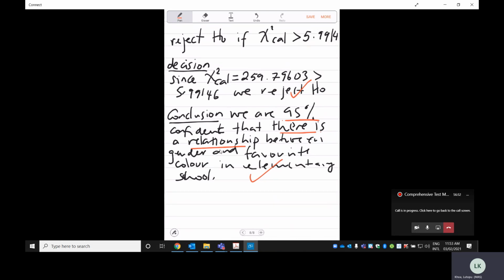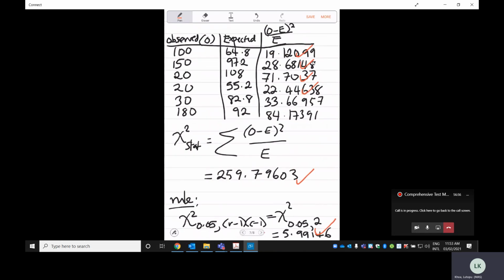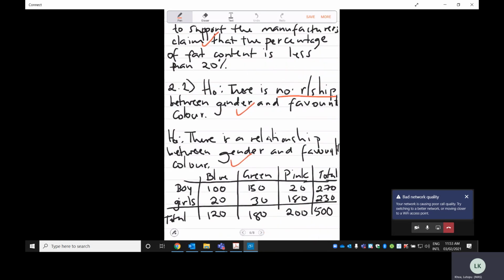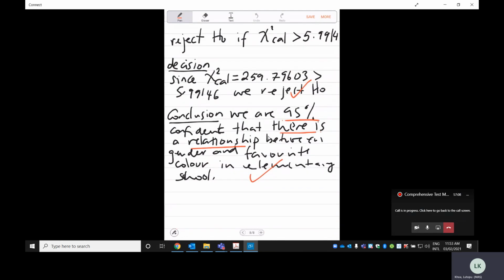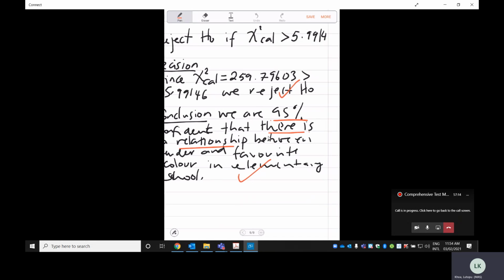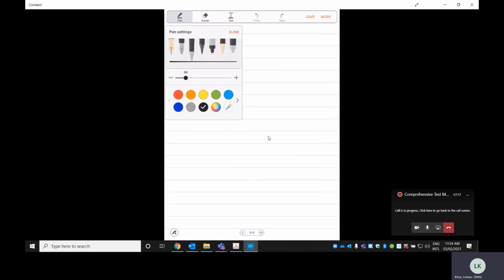Now let's count the marks. This is 1, 2, 3, 4, 5, 6, 7, 8, 9, 10. So that is all the marks that come with the question. And then the last question, again, not very difficult. So let's do that one.